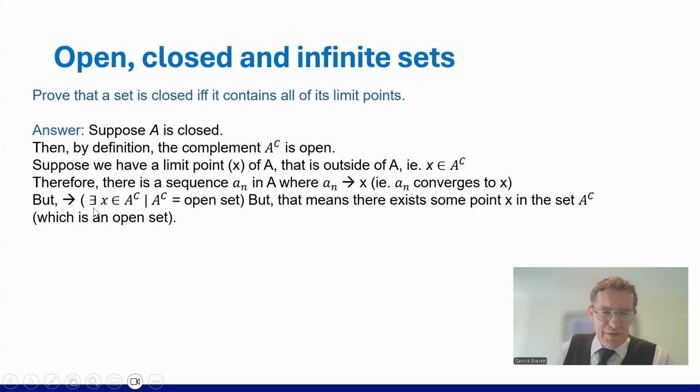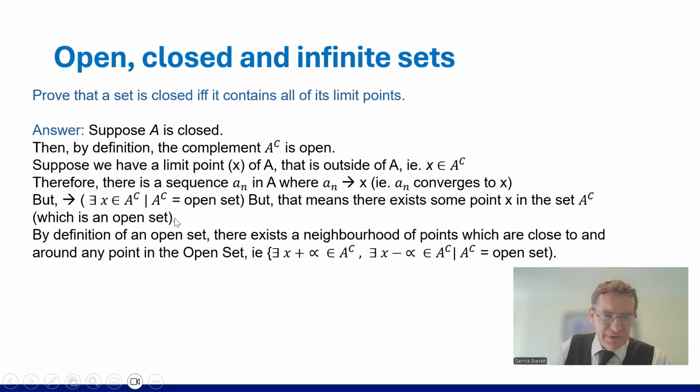But here I'm writing that this implies there exists an x in A complement, where A complement is an open set. So that means there exists some point x within the set A^C, which is an open set. So you've got these two conflicting things. I'm explaining where a_n goes to x, but now I'm explaining x within A^C. So I'm doing two things at once here.